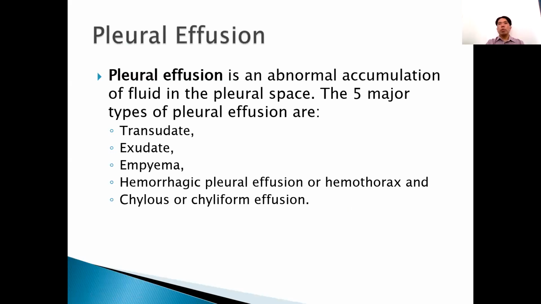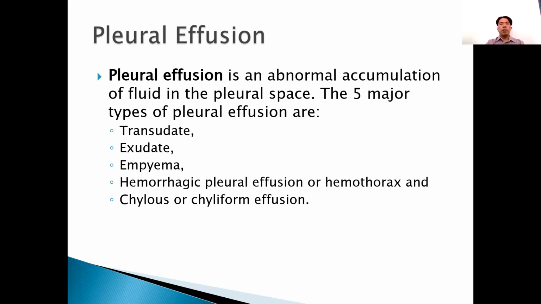So effusion is an abnormal accumulation of fluid in the pleural space. There are 5 major types of pleural effusion, and the two basic ones are the transudate and the exudate. Exudate would include empyema, hemothorax with trauma, and chylothorax with other examples of malignancy. Concentrate on these two terms, transudate and exudate. Exudate would be infectious, traumatic or blood, and chylous would be from forms of cancer.